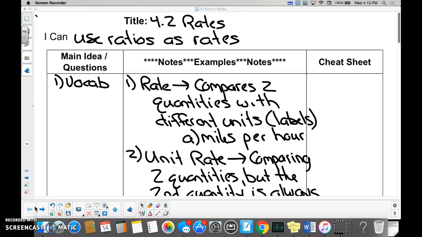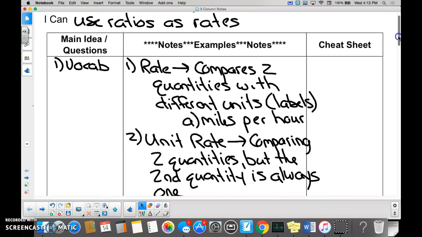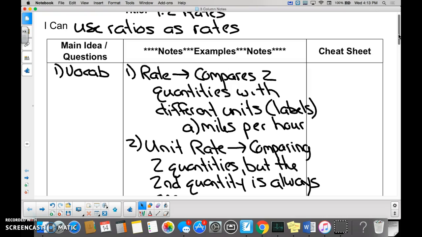So quickly, before we get into rates and unit rates, which is our vocab to start, you need to remember that a ratio is a comparison of two quantities. This is our vocab from the last lesson. A ratio is a comparison of two quantities. So I can use a comparison of two quantities as rates. I just substituted in the definition for ratios.